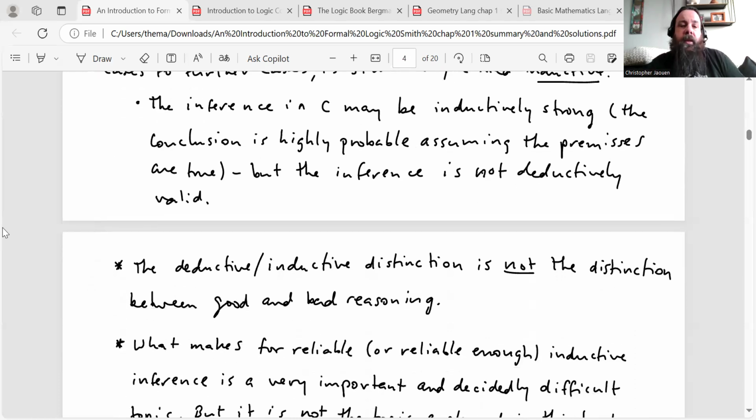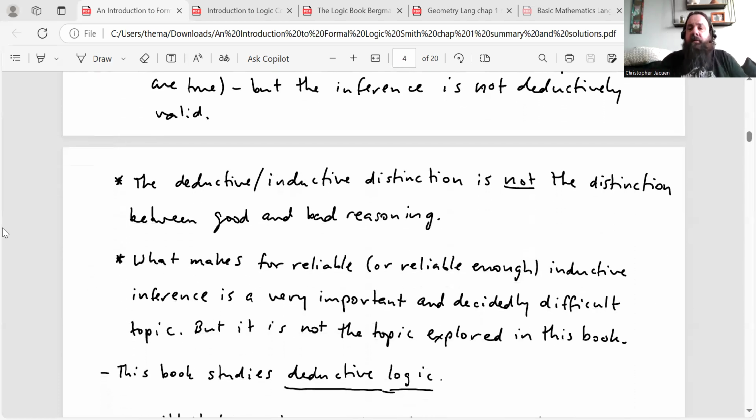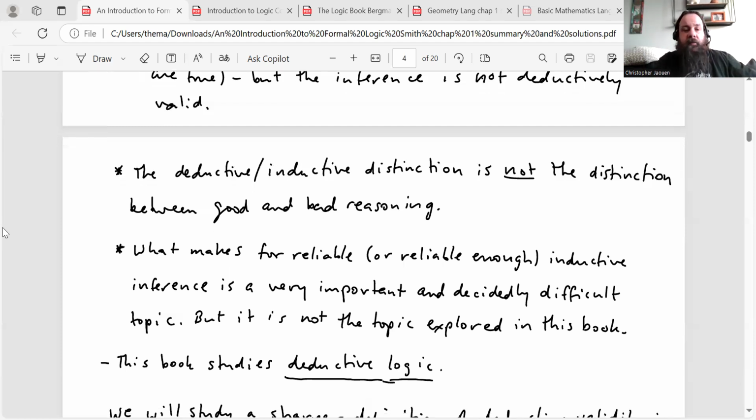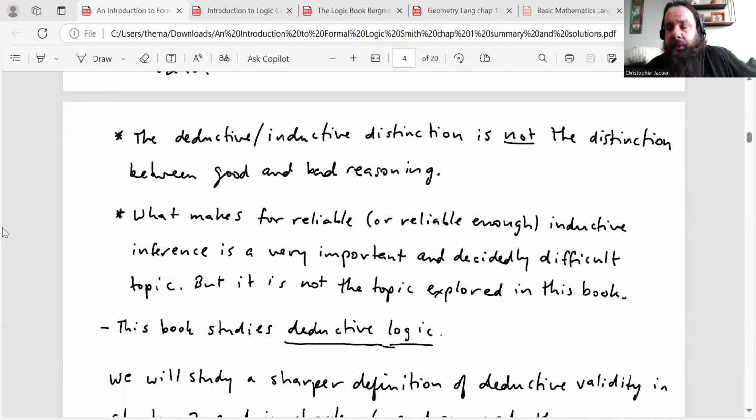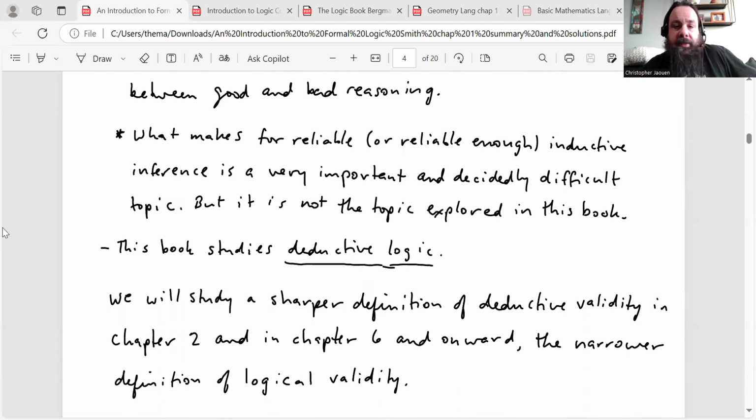The deductive-inductive distinction is not the distinction between good and bad reasoning. You can have good deductive arguments, good inductive arguments, bad deductive arguments, and bad inductive arguments. What makes for reliable or reliable enough inductive inference is a very important and decidedly difficult topic, but it's not the topic explored in this book. But I do have some other resources once we're done with deductive logic to look at inferential logic. Okay, this book studies deductive logic.